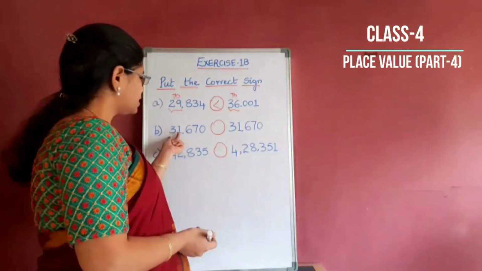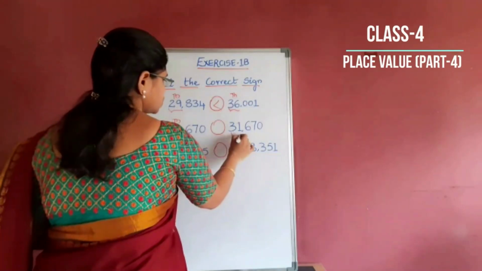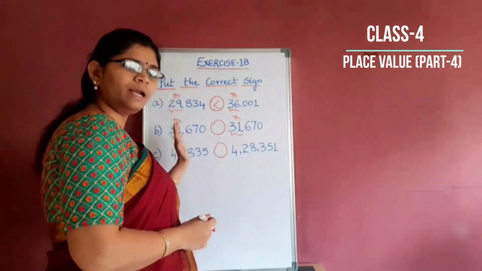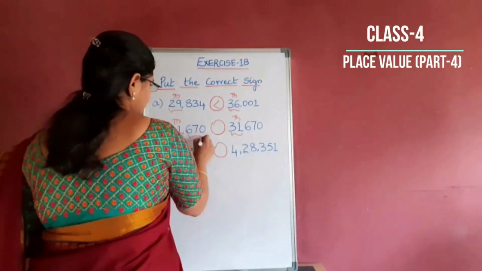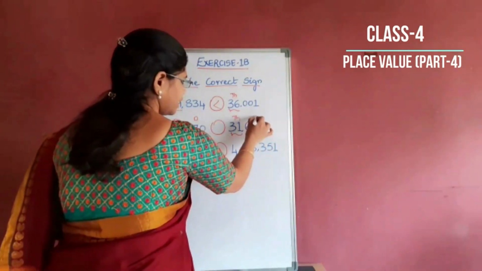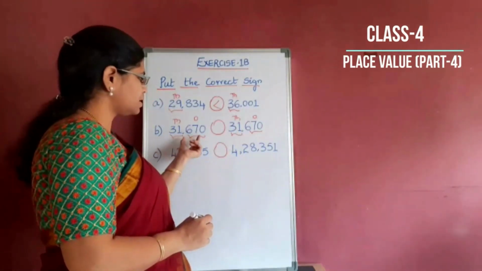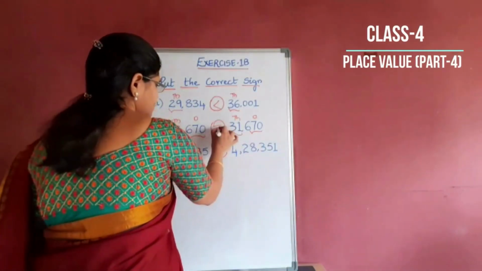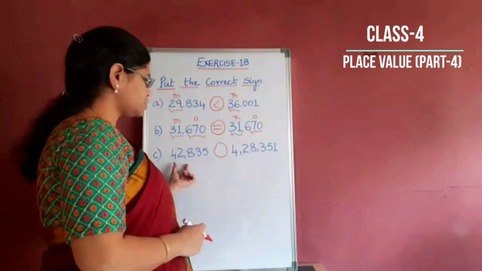This is 31,000 and this side also we have 31,000. Both are same. Now let us compare the next period, which is the ones period. See, in the ones period we have 670. Here also we have 670. So both are same. 31,670 and 31,670 are both same, so they are equal. Now let us see the last one.